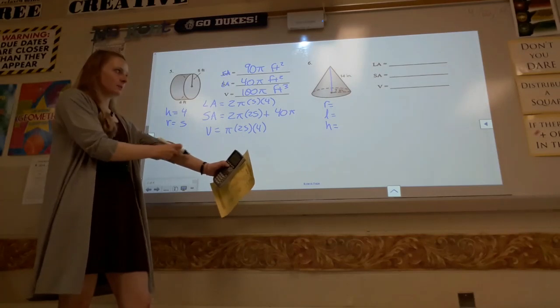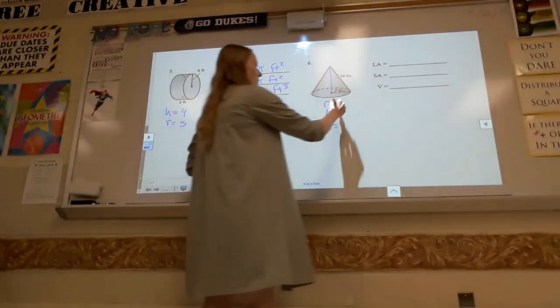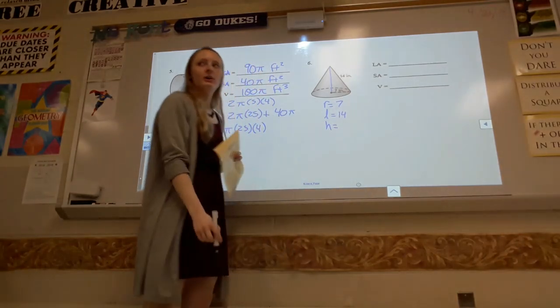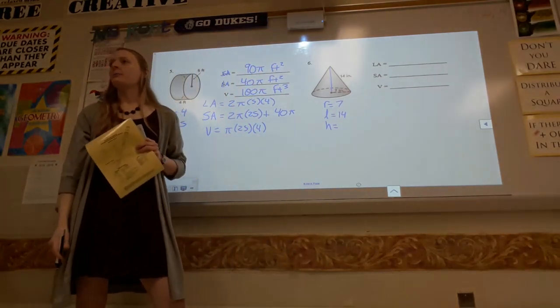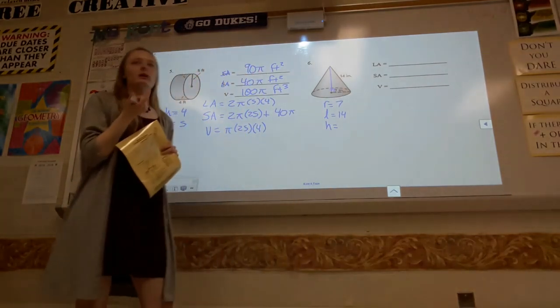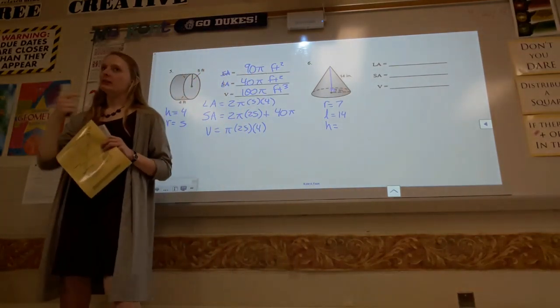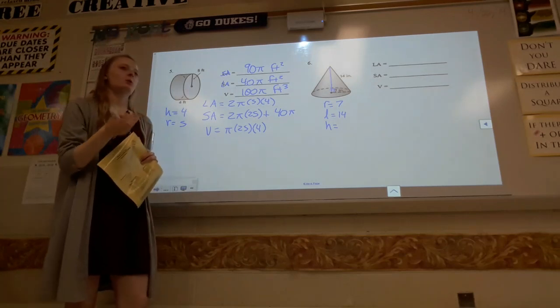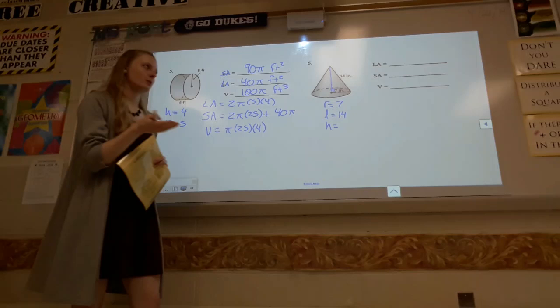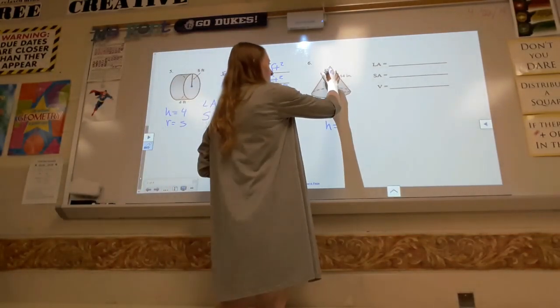Alright, what's the radius? 7. What's the slant height? 14. What is my regular height? Unknown. How do I find that? Pythagorean theorem. Remember, for a pyramid or a cone with that triangle that's inside of the shape, you guys will know one of the two heights, the slant or the vertical. They're not going to give you both. So we're going to use Pythagorean theorem to find the H.